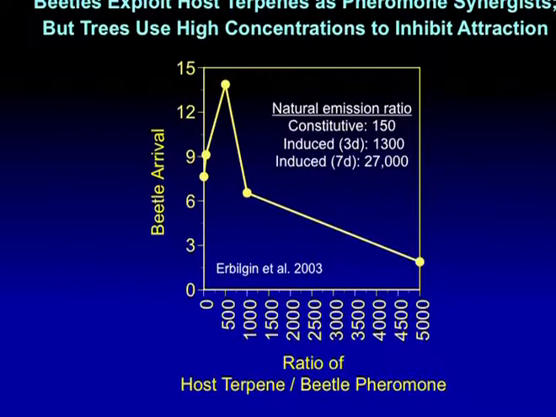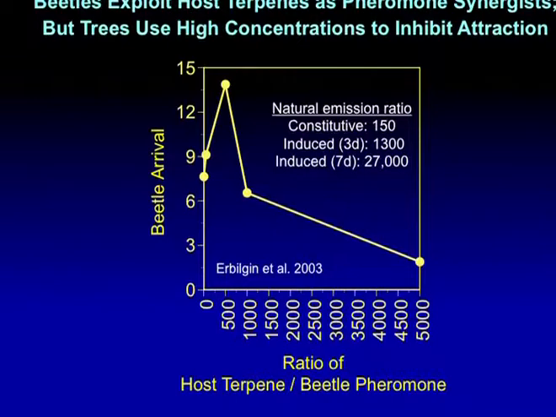And to try to relate this to the intact system, as best as we can tell, in the natural system, that first beetle, that ratio would be about 150 here, just where there's some synergism. But if the beetle is not able to kick off aggregation in 3 days, we're now up to about 1,300, which is here. Things are starting to go south for the beetle.